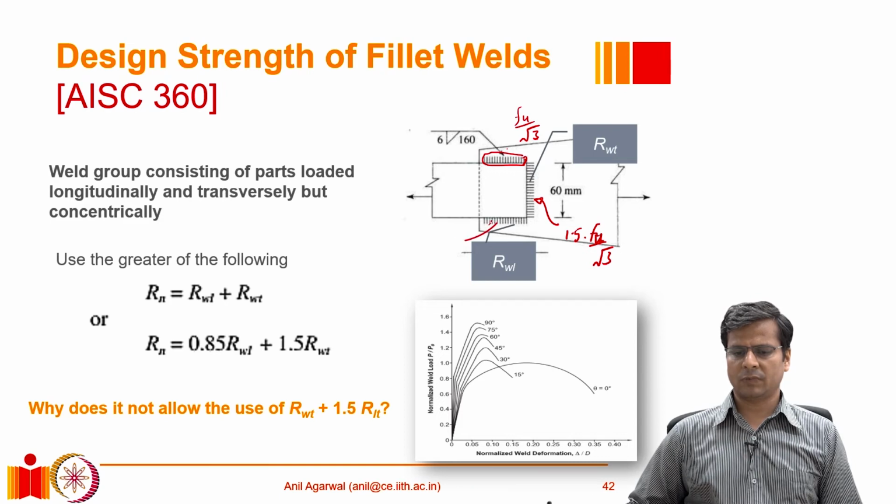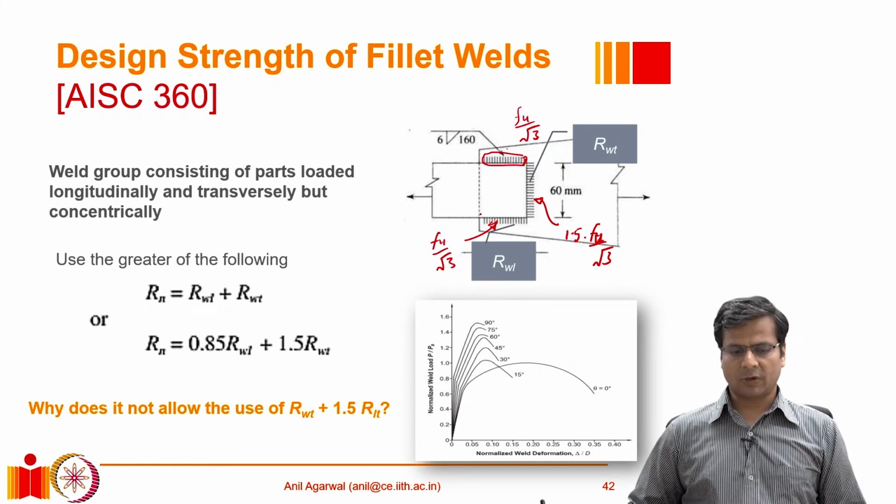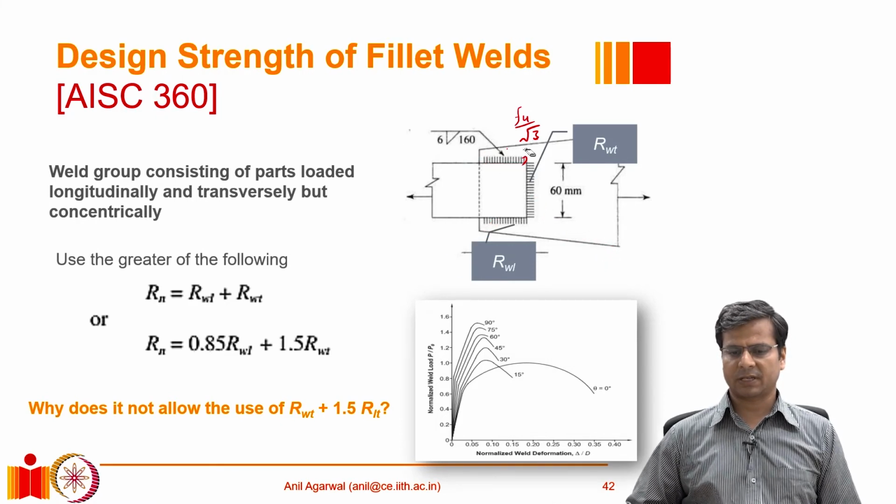And for this again we could take Fu divided by root 3. Can we do that? That is the question. What the code says is that you cannot do it. We cannot take their respective full strengths to calculate the total strength of the complete weld. What can we do, however?